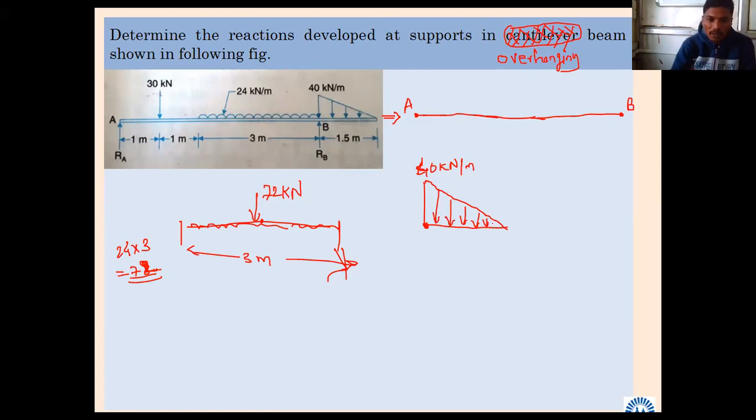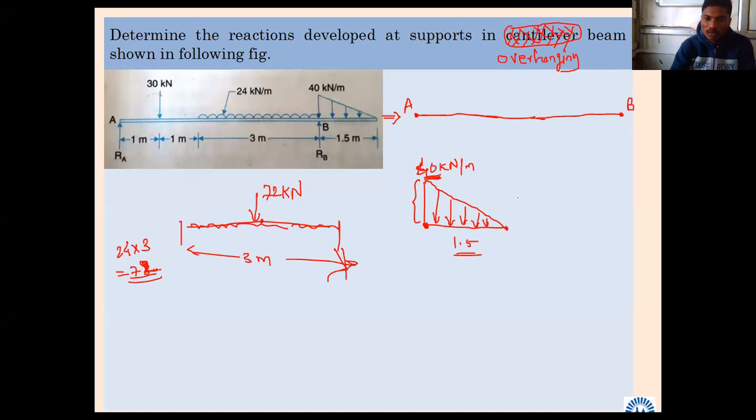This UVL is given in terms of a right angle triangle. First, we have to calculate the total load. How do we calculate it? You have to calculate the area of that triangle. The base is 1.5 and the height is 40. This triangle represents the load, so the area of that triangle is that much load.